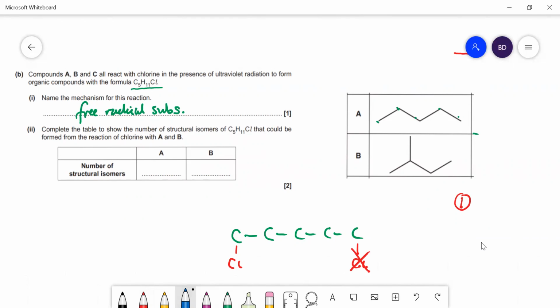Or we could put the chlorine there instead on number 2. That would be another 1. And that would be the same as if we put it there. So we've got another 1 there. And finally, we could put it on the middle one. Okay. So we've got 3 possible isomers with A. Let's see what happens with B.